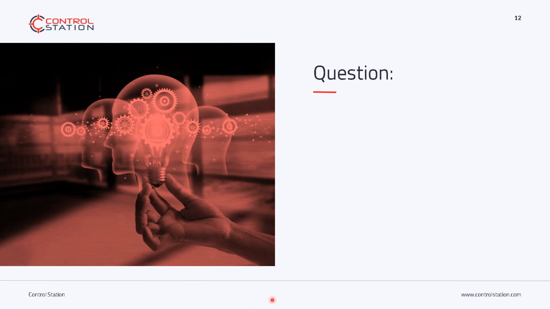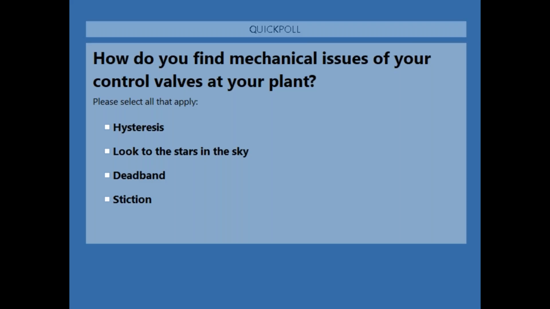All right. I'm going to launch this, and you should see it on your screen in a second or two. How do you personally find mechanical issues of control valves at your plant? Select all that apply: hysteresis, you look to the stars in the sky, deadband or stiction. I will leave this up for about a minute or so. Please participate. This is just kind of fun, gets everyone involved, tests your knowledge.